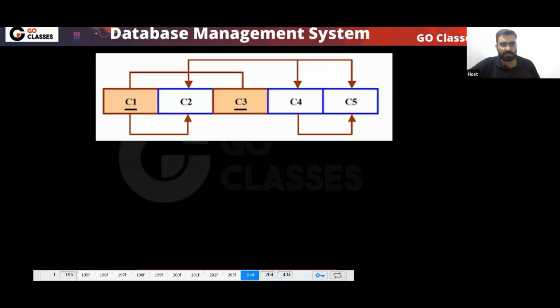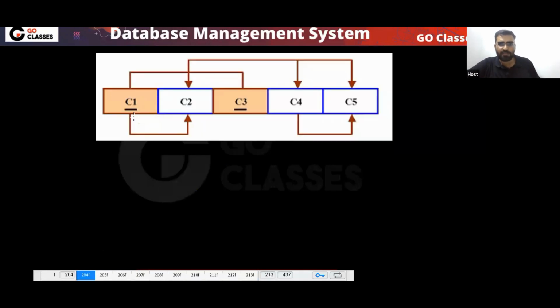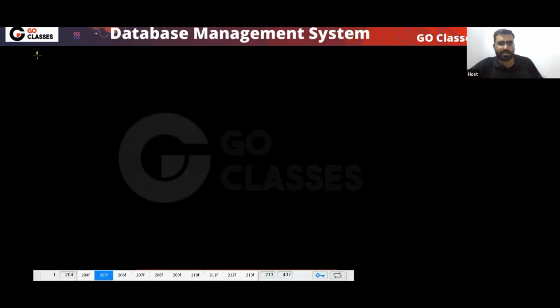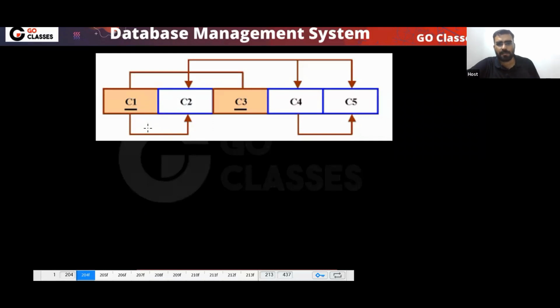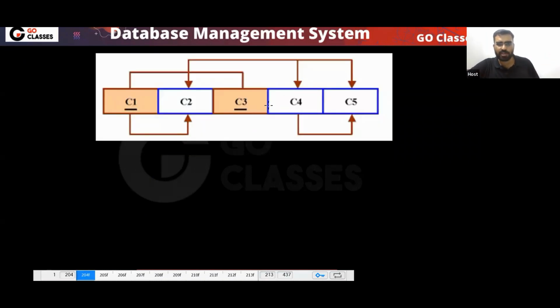Is this in 2NF? First you find what the functional dependencies are. C1 determining C2. C4 determining C5. And next, C1, C3 determining C2, C4, C5.